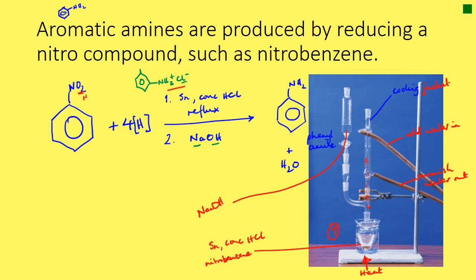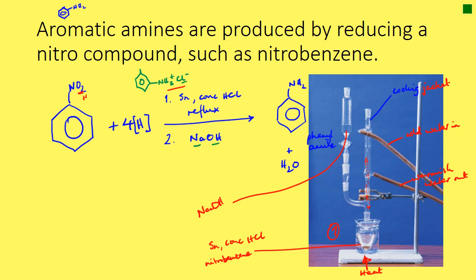So we've got our benzene ring. And we've got nitrogen dioxide coming off the benzene ring. And what we want to do is we want to reduce that, but it's a two-step process.